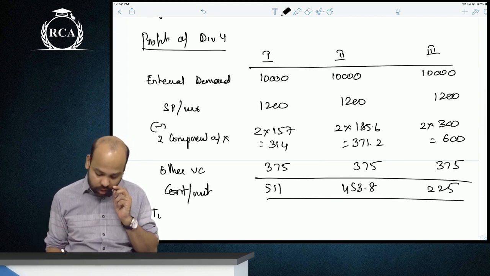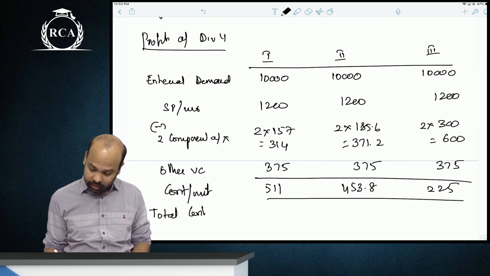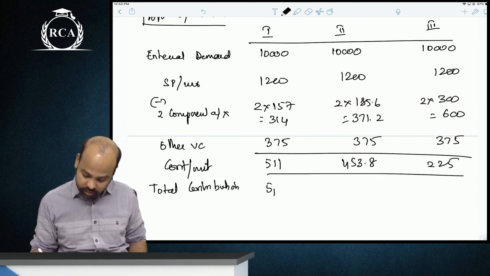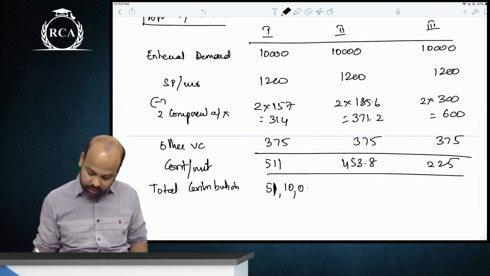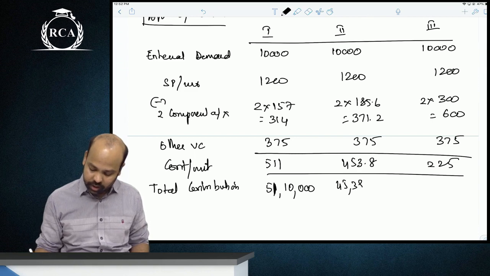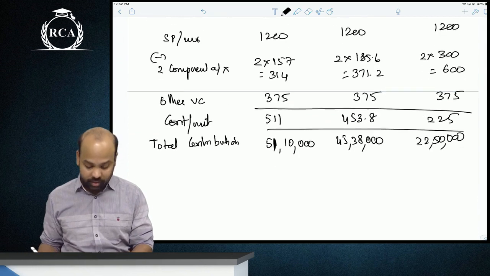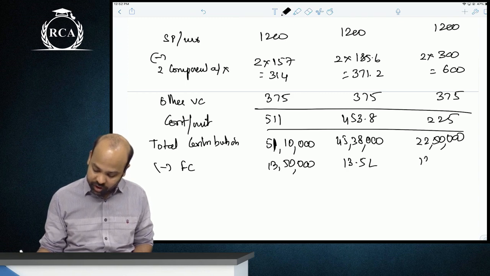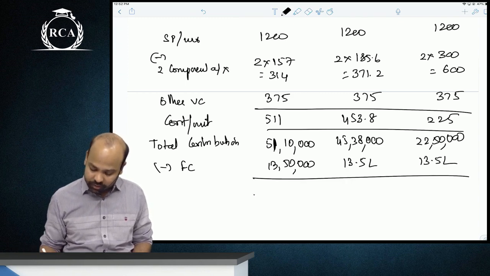If you look at the total contribution that these guys are making, 511 into 10,000, guys, is 51 lakhs 10,000. This is 45 lakhs 38,000, and this is 22 lakhs 50,000. You will reduce the amount of fixed cost that they're incurring, that is 13 lakhs 50,000 under each of these scenarios. That does not change. That would give us the amount of profit.